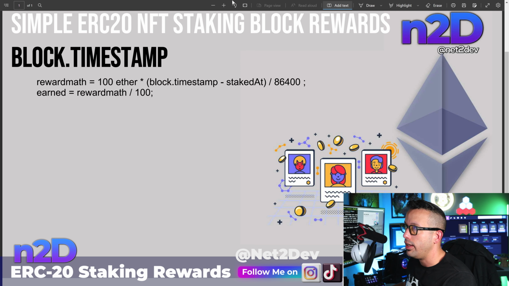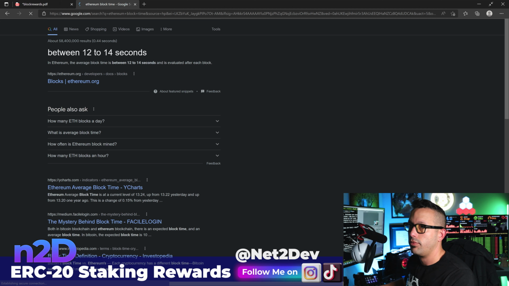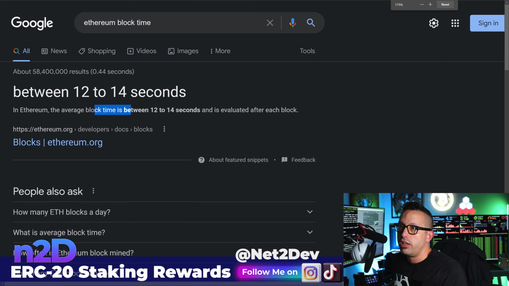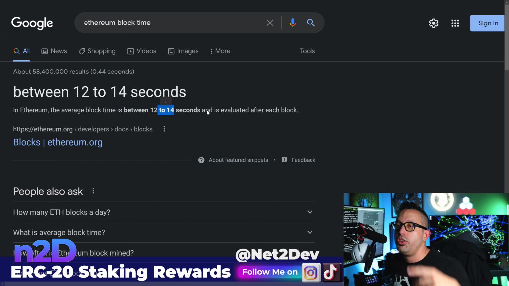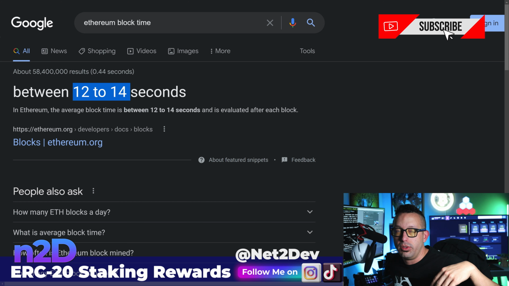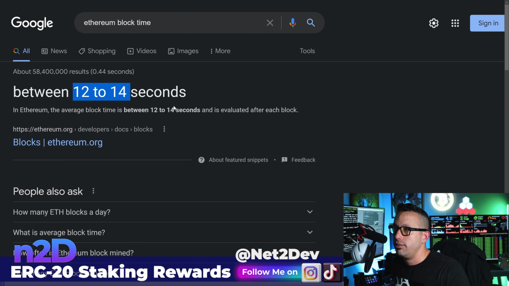Okay, so let's go ahead and take a look at Google. Ethereum block time. In the Ethereum blockchain, the average block time is between 12 to 14 seconds, okay? So every time a block is processed, it's usually 12 to 14 seconds. That's how long it takes for each block. As blocks are processed in the blockchain, that is usually 12 to 14 seconds, okay?